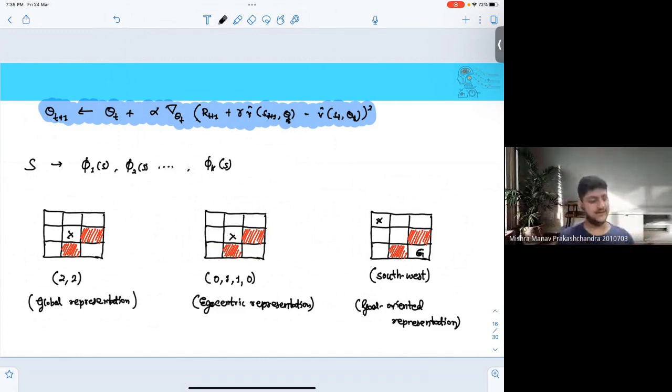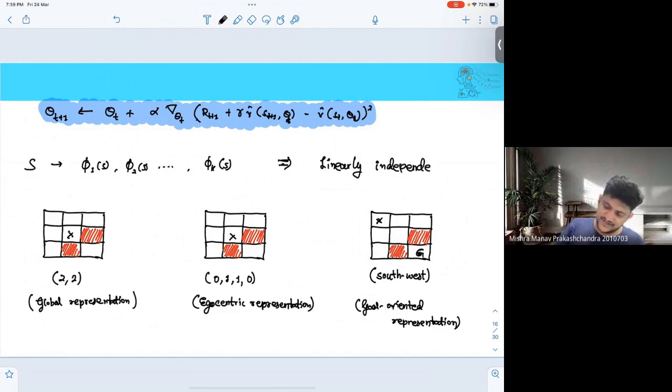But the only thing one should keep in mind is that the only condition is that the features represented here should be linearly independent. That's an important condition. The feature representations here should be linearly independent. As long as they are linearly independent, you are fine. Okay, just a second.